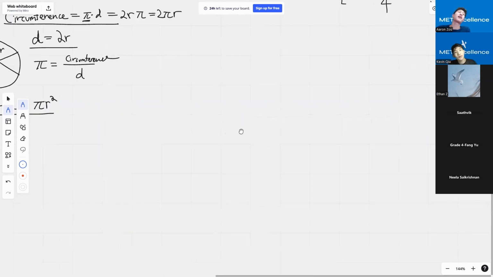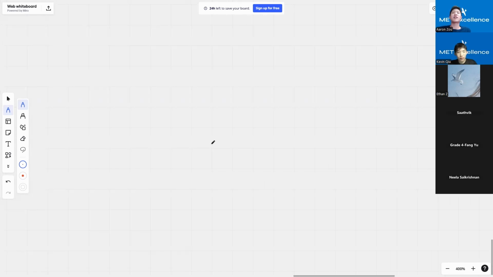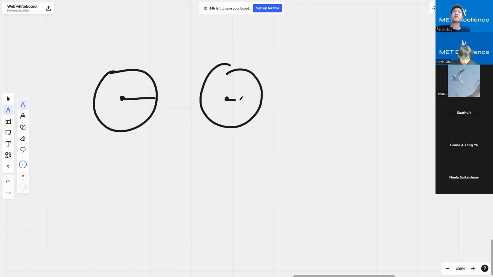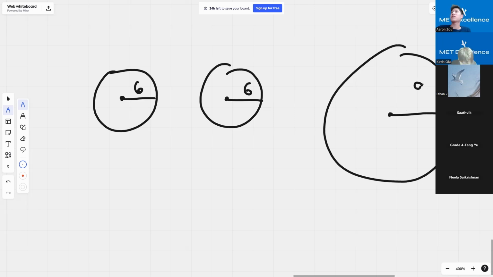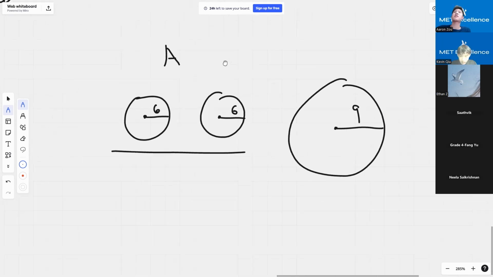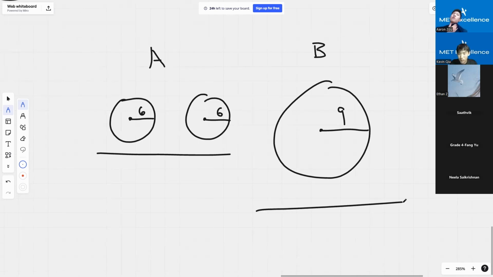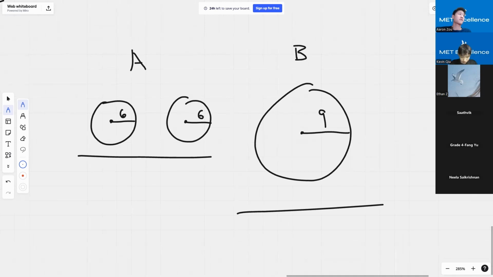And let's see why. So can you guys tell me why that's not true? Why it's a scam, basically? So let's say I have two 6-inch pizzas, right? So these are 6-inch pizzas, and I have one 9-inch pizza. So if this is quantity A and this is quantity B, which one gives me more pizza? Well, yeah, you guys are right.